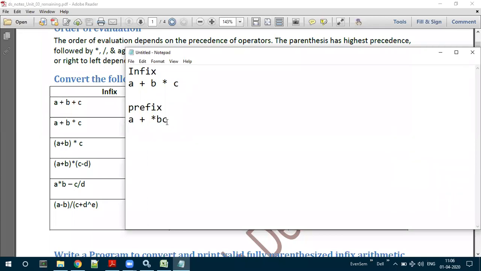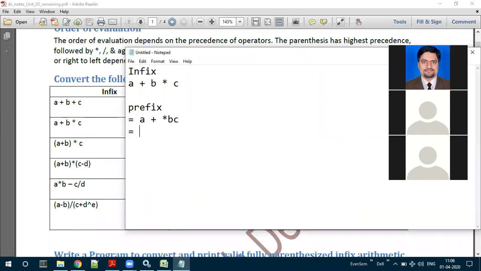Now we have to convert this in the second step. So the operator is what? Plus. What is the first operand? That is A. Then what is the second operand? The second operand is star BC. So the second operand I will be writing here as star B C. So this is our prefix expression, the converted prefix expression.